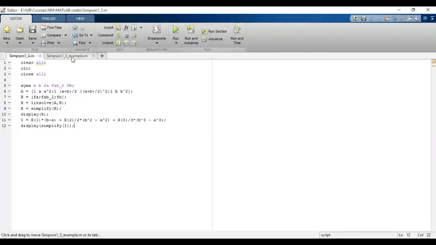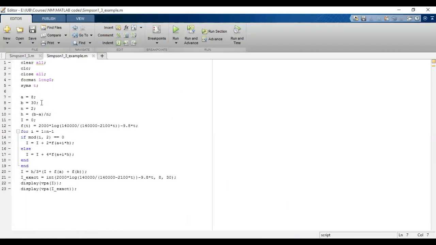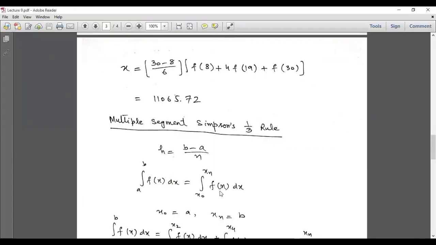So I have also written a code for it. So here you can see this is my a equal to 8, b equal to 30. For a two segment Simpson's 1 by 3 rule, n will be equal to 2. And this is my initial integration, which is initialized by 0. This is my function, which is the same function. And here I have used this modular condition, so it will evaluate modular division of I with 2. So if I is even, it will give me 0. If I is odd, it will give me 1. So if I is odd, then this condition will be true, and if I is even, this condition will be true. And according to this condition, my function will be multiplied by 2. Okay, so this is what we want to achieve over here.